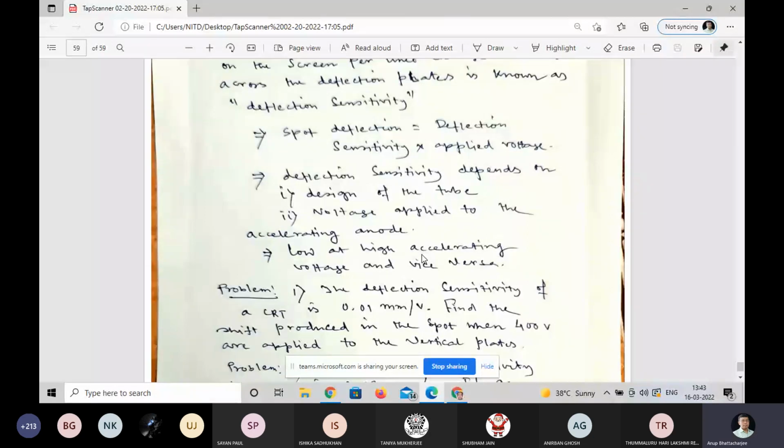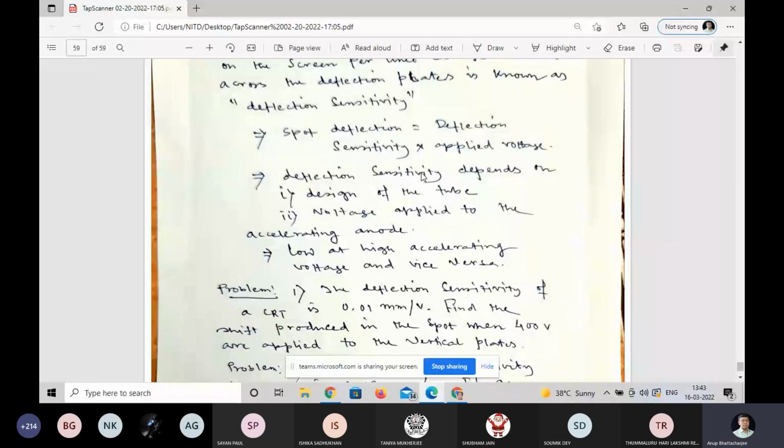What is deflection sensitivity? Spot deflection by applied voltage. So may I say that the deflection sensitivity is low at high accelerating voltage and vice versa? Inversely proportional, very simple.